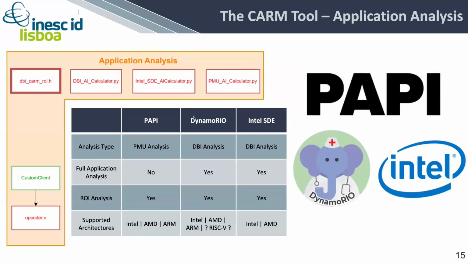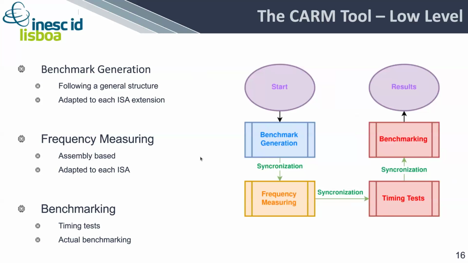So now I'll talk in more detail about what was done to allow for the support of different ISA extensions in the CARM tool, which start with the automatic generation of micro benchmarks that follow a similar general structure for all the vendors, which is then adapted to the limitations of each ISA. And this is followed by a frequency measuring step, and then some preliminary timing tests to ensure stable results, and finally the benchmark execution itself.